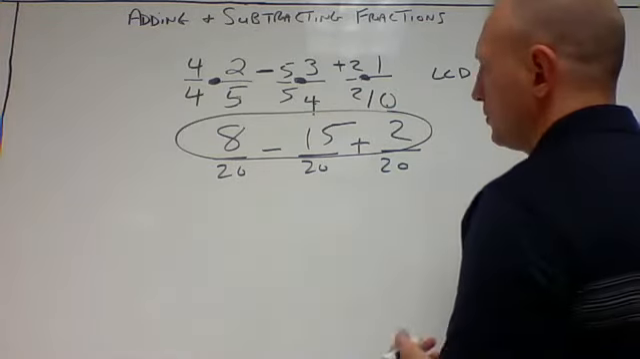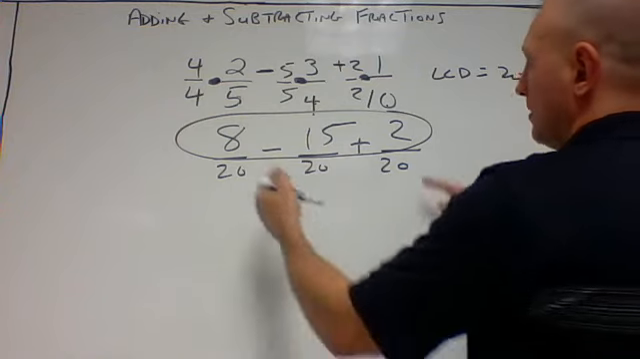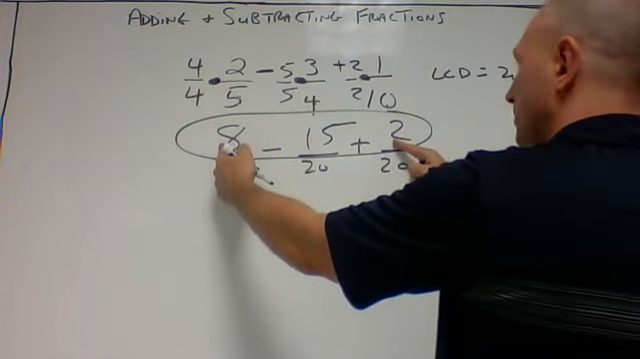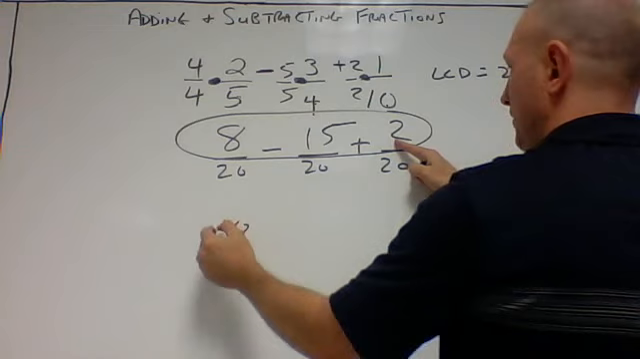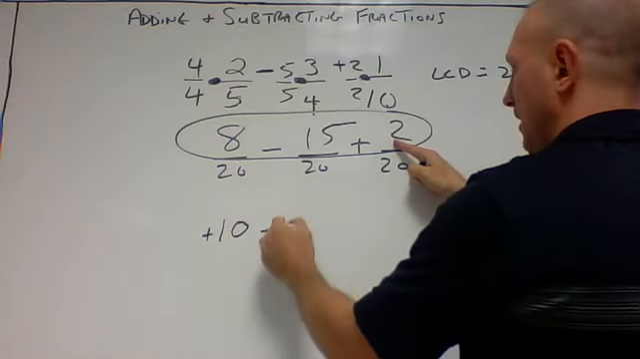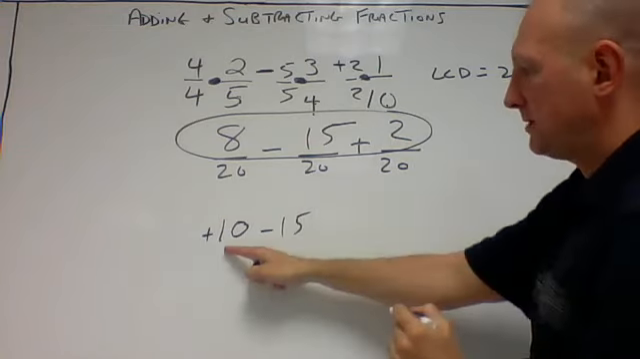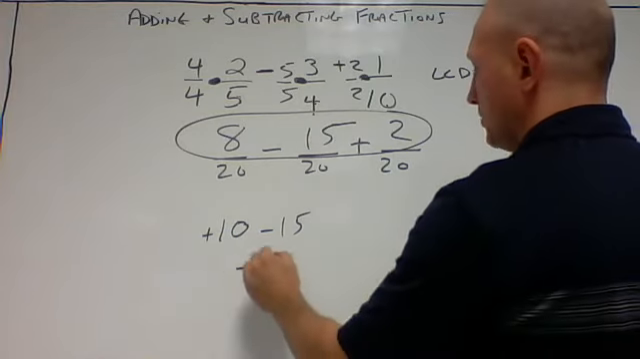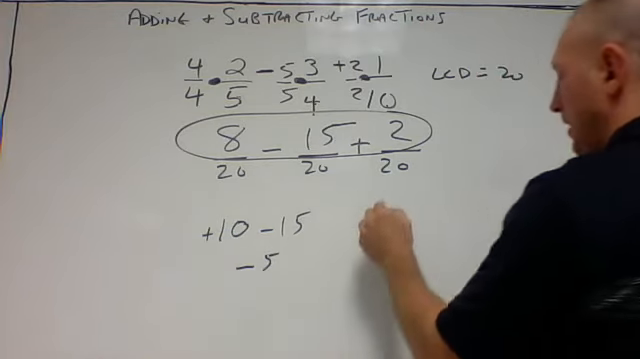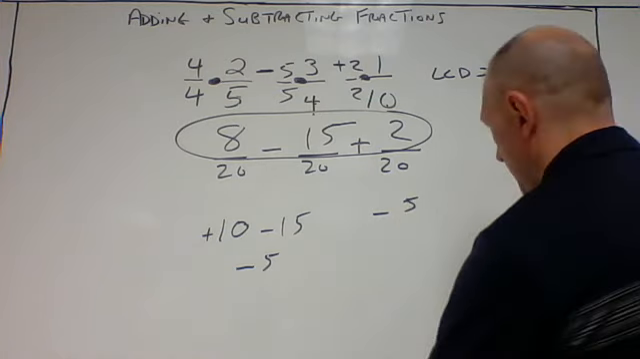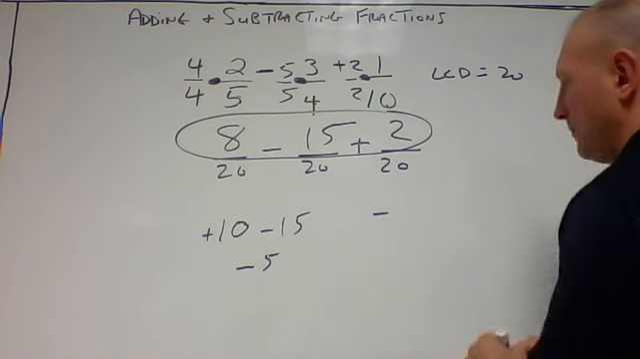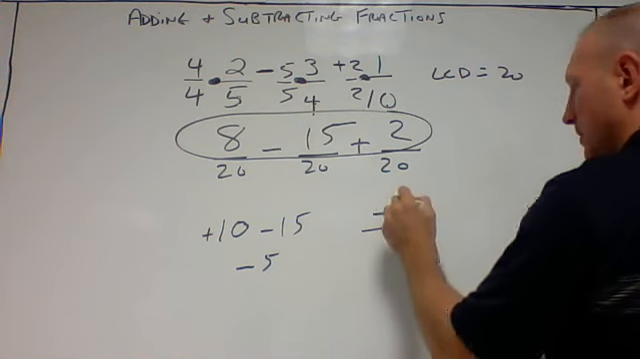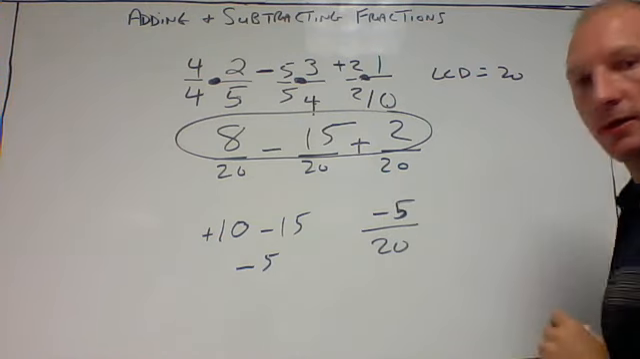Now I have all the denominators the same, and now I just worry about the numerator. So now I use my integer rules. I might combine the positives, I might group the positives. 8 and 2 is 10, that's a positive 10, and then a negative 15. So now positive 10, negative 15, when the signs are different, subtract, take the sign of larger, so it's negative 5. I have negative 5 over 20.